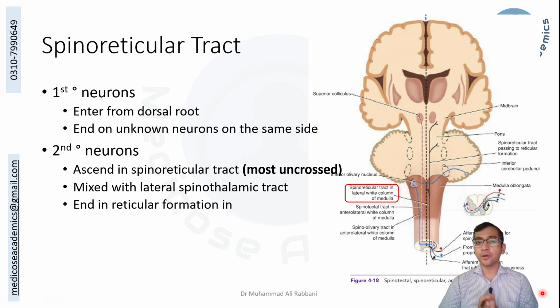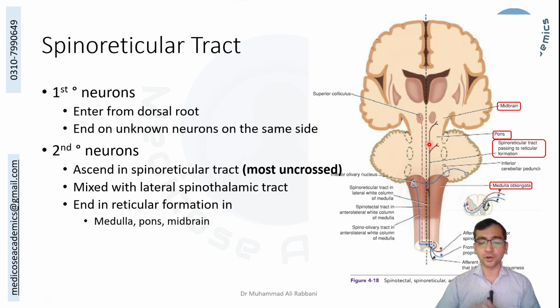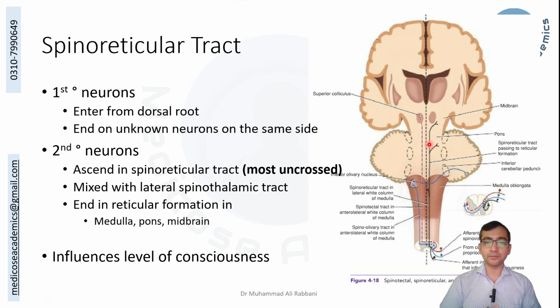The second order neurons travel up without crossing. I will use the word mostly: mostly without crossing, they will travel up. They will give different relays in the spinal cord and the brainstem too, and mixed with the lateral spinothalamic tract, they will move up all the way till the brainstem, and they give information in the reticular formation of the medulla, pons, and midbrain. And one of the major functions among the many other functions is the influence on the level of consciousness. You get a signal from outside, your brain gets more activated, you wake up.